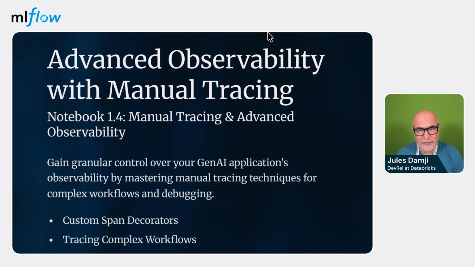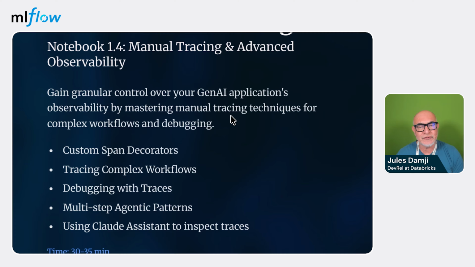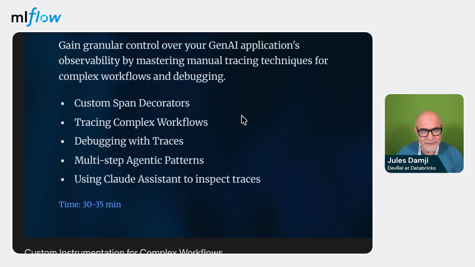In this particular episode, you're going to concentrate on advanced observability with manual tracing using custom span decorators that we will explore. This allows you to trace complex workflows, which are very typical in agentic workflows, how you can debug some of those with the manual traces, and then explore a couple of multi-step agentic patterns, which are very common. And then the last bit, I'm going to let you do an exercise on how you can use the trace with the MLflow assistant to debug and find the root cause analysis, which we covered in episode 3. So if you haven't watched episode 3, I suggest you do so at this point.